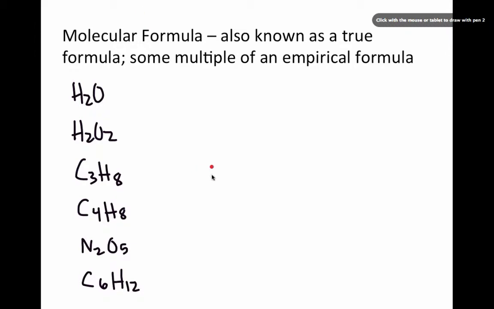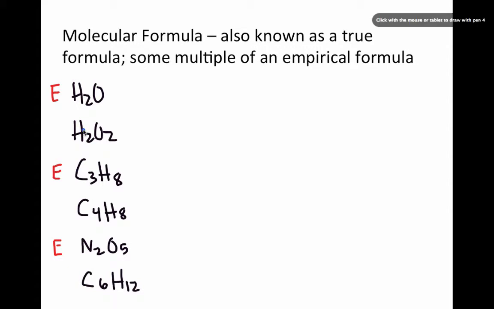Okay, so if you're looking for empirical formulas, hopefully you would have labeled H2O as an empirical formula. I'm just going to put a red E there to note that it's an empirical formula. You would have also said that C3H8 is an empirical formula because that's already in its lowest whole number ratio, 3 carbons to 8 hydrogens. And you would also say that N2O5 is an empirical formula because it cannot be reduced. That means that the other 3 are molecular formulas or some multiple of an empirical formula.